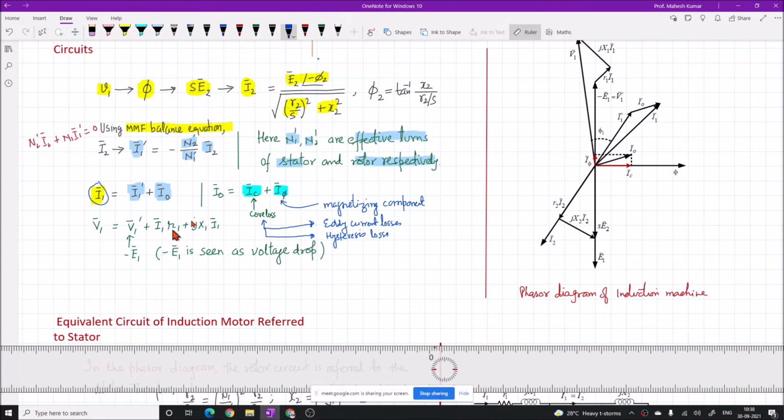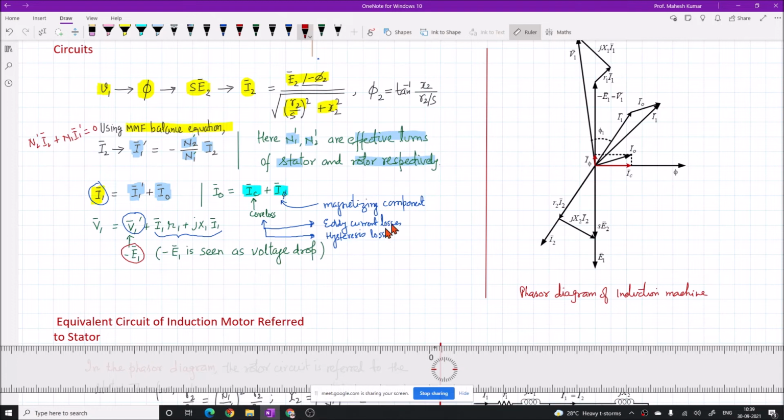Now once we know I1, then we can write the expression for the applied voltage V1 equals V1 dash plus I1 R1 plus jX1 I1. This is the drop of the winding resistance and the leakage reactance, and V1 dash is the equivalent term for the induced EMF, which is E1, but E1 will be seen as minus E1 as a voltage drop, okay, because we are looking from this stator side. So the sense of the stator side is different from the rotor side. That's why the term minus E1.